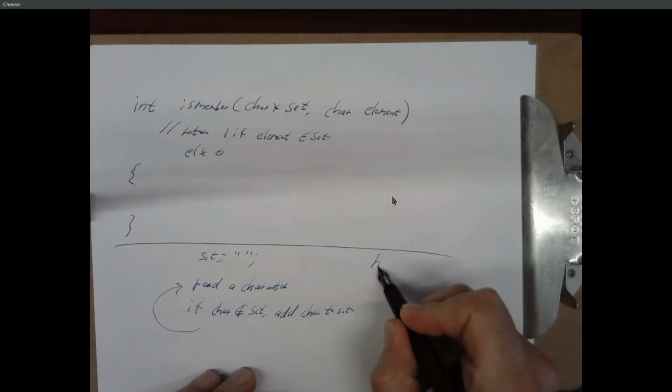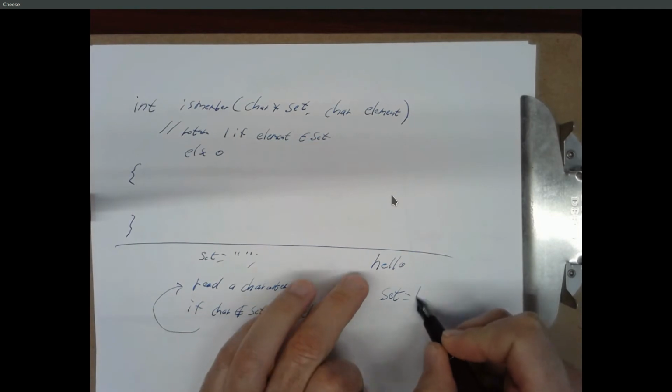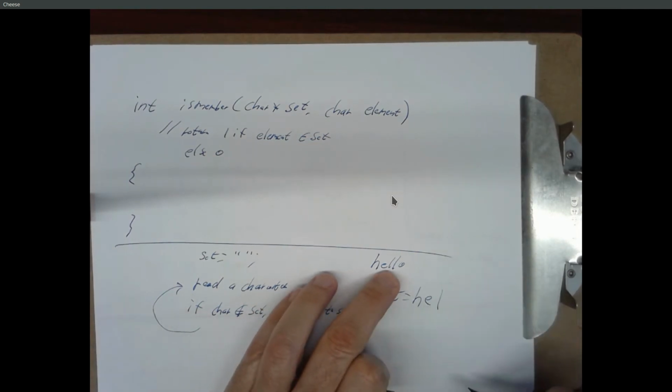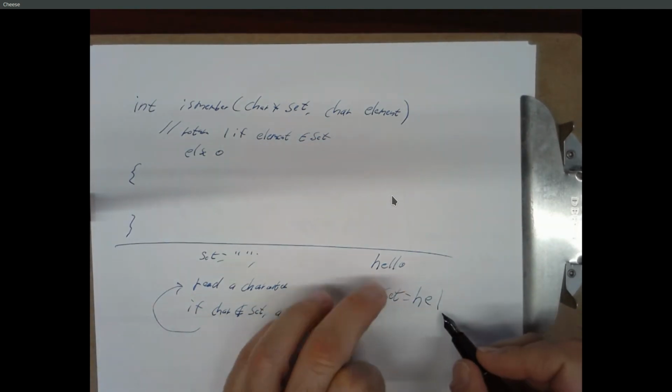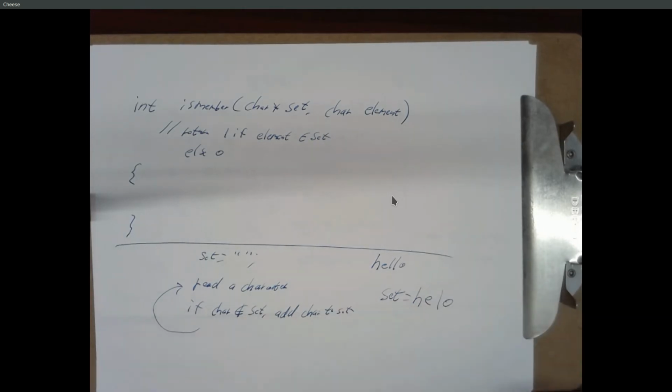So if the user types in HELLO, well, you'll add the H, you'll add the E, you'll add the L, but when you see the second L, you'll say, is it a member of this set? Yes, it is. I'm not going to add it. You get to the O, you're going to add that. And so your set will end up looking like a nice, clean set with things only appearing once. Now you've got conditioned sets.